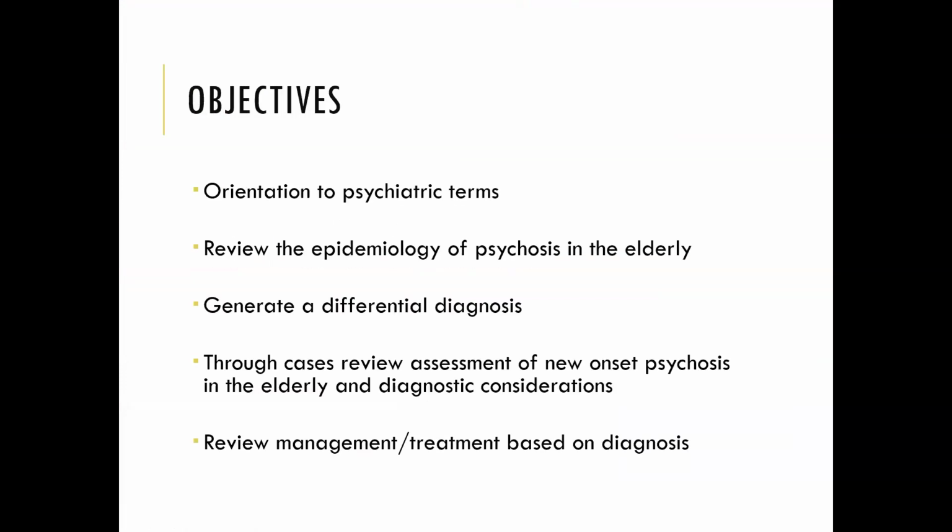What we'll do today is we'll start off with some basics, just in case some people are not as comfortable with psychiatric terms or just need a little review. We'll review also the epidemiology, or how frequently we see psychosis in the elderly, who it happens in, and the different disorders which present with psychosis. And in keeping with that, if you see someone with psychosis, we'll go through a differential diagnosis that you can think about in order to decide which underlying disorder is the most likely.